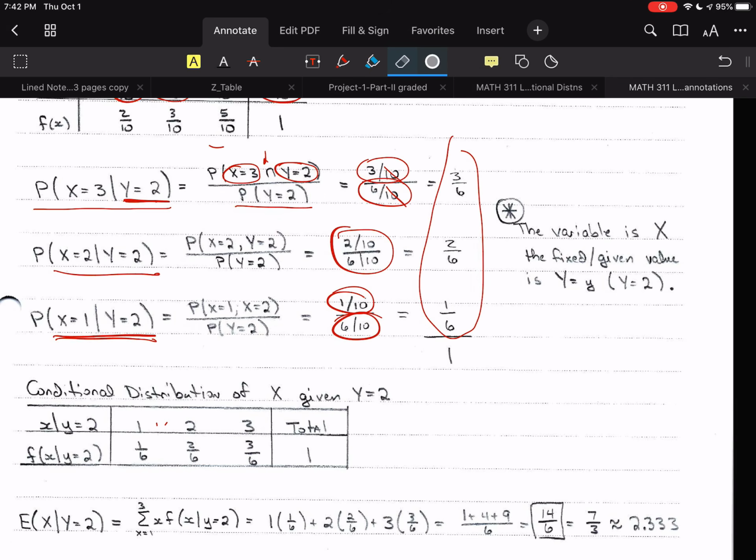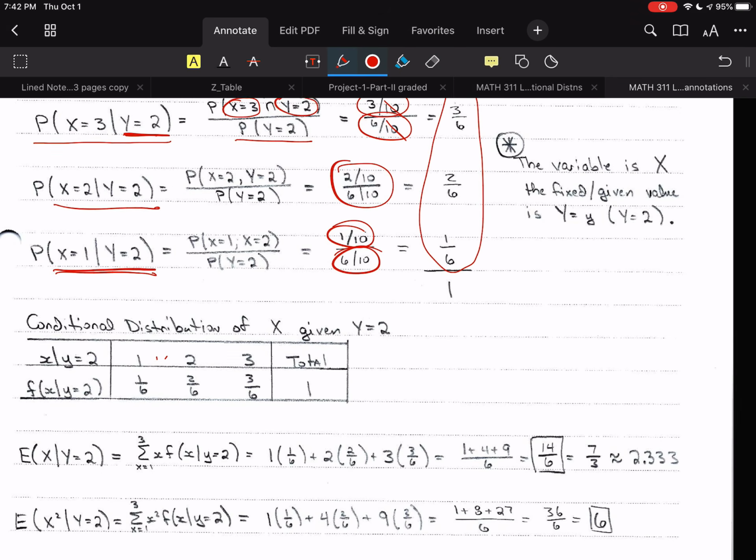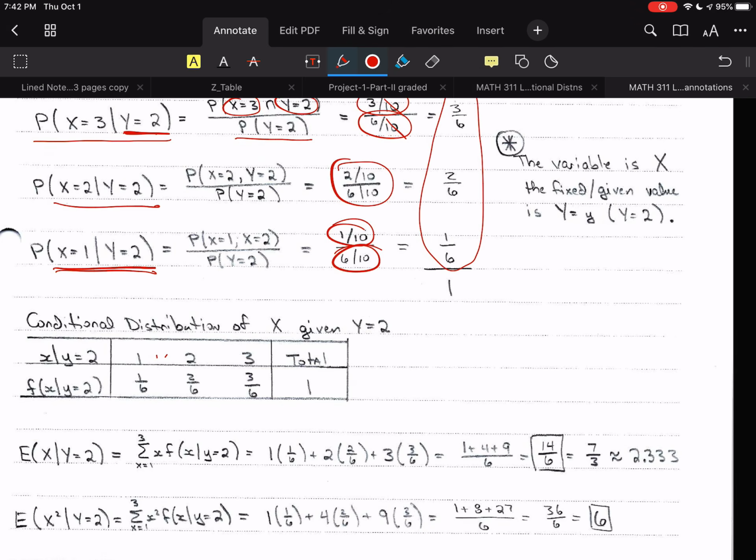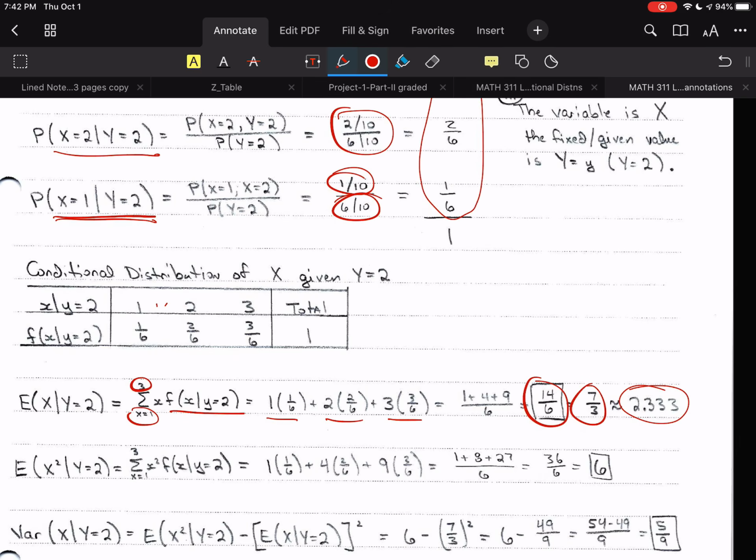Okay, so now we can go about finding the expected value of x given y equals 2. That's going to be the sum of x times f of x given y equals 2, from x equals 1 up to x equals 3. I substitute that in and do my calculations, and I get 14/6 or 7/3. Either one is fine. Don't use decimals until you get to the end, and we're not at the end. I don't want you to use decimal places unless you're asked to, please. Please use fractions. So now I need the expected value of x squared given y equals 2.